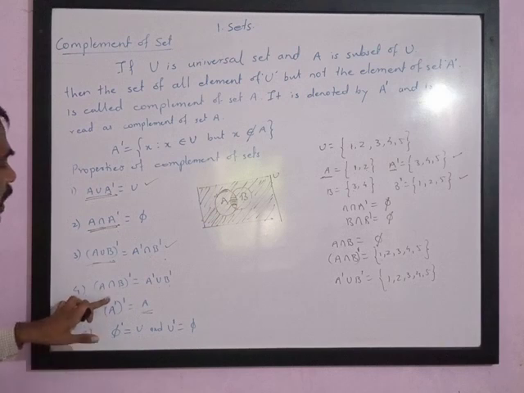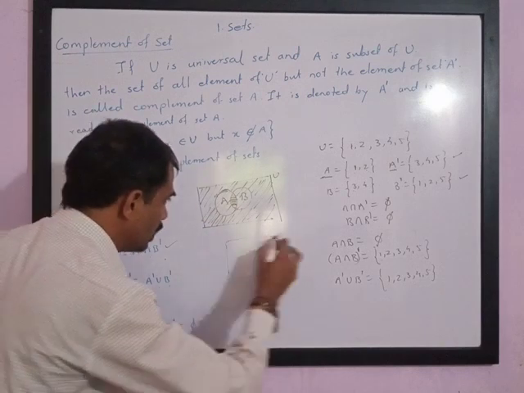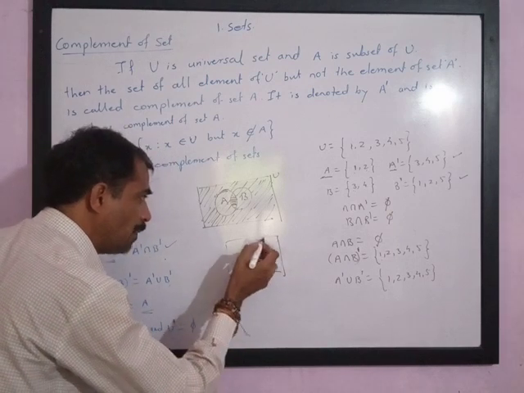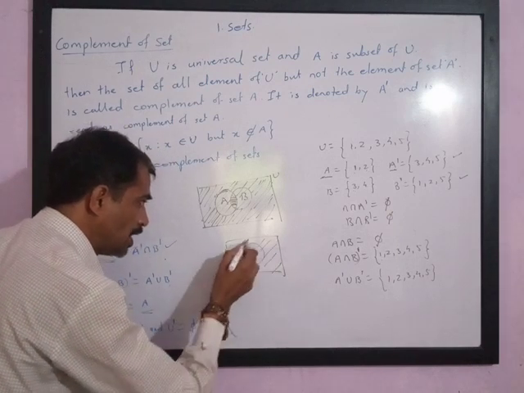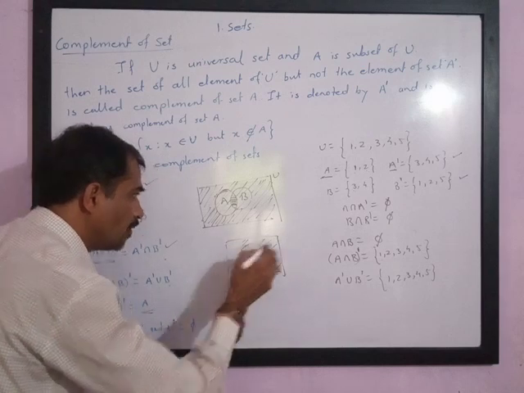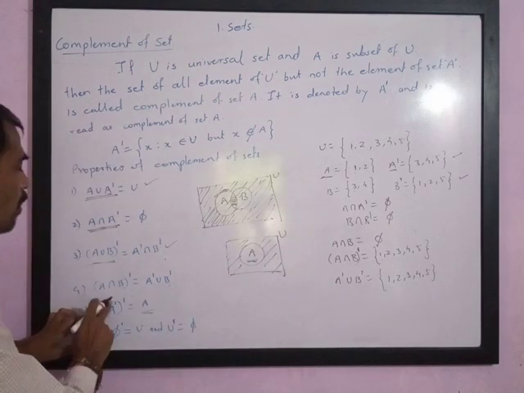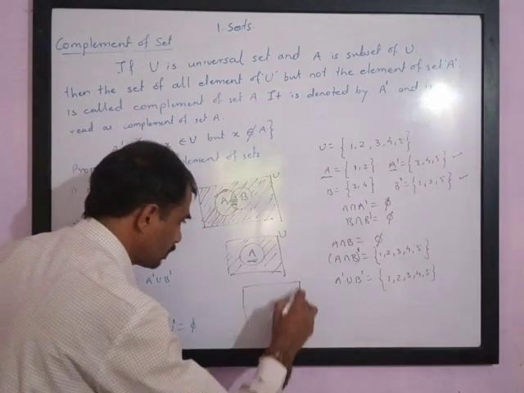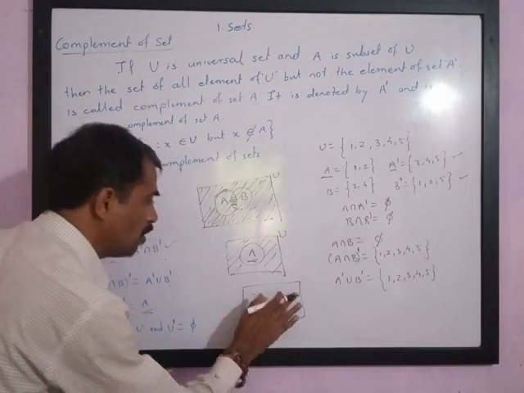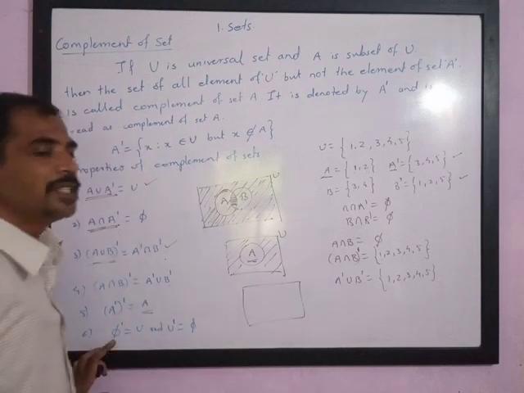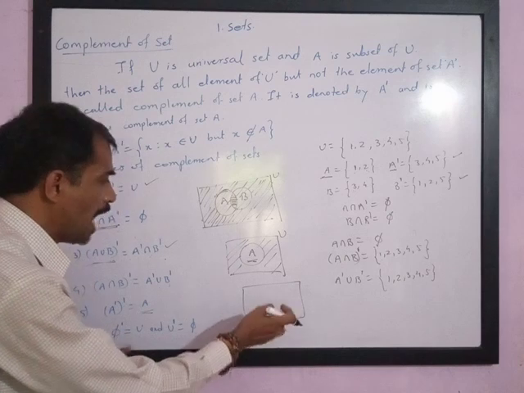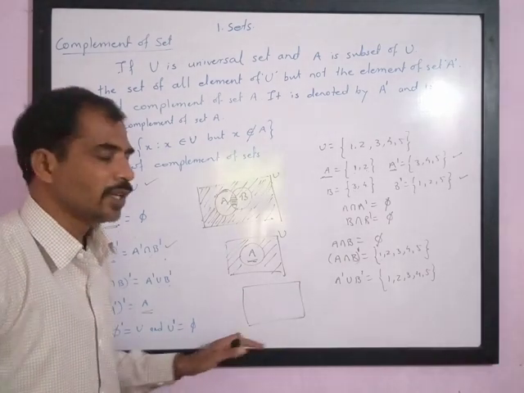Then A complement's complement. Understand, if this is a set, its complement is outside, and the complement of the outside is again the set itself. So the complement of a complement is the set itself. Then the complement of the null set: there is a null set inside which doesn't represent even a point. So the null set's complement is equal to the universal set and the universal set's complement is equal to the null set.